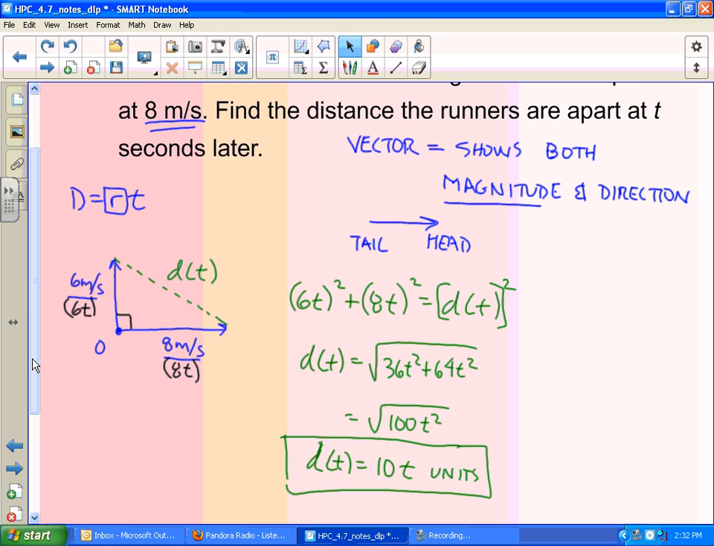Yeah, we will eventually have problems where these vectors go off at something other than 90 degrees. And by that time, we'll have learned how to deal with law of sines and law of cosines, which are other ways for me to solve triangles that are not right triangles. Eventually, that's the second half.